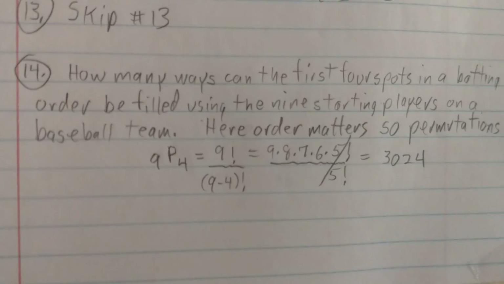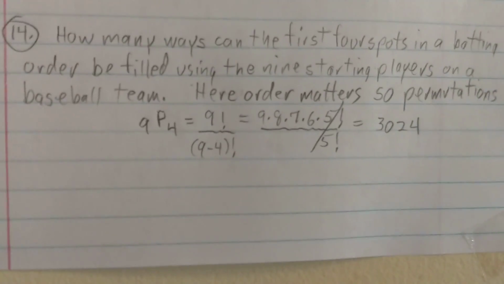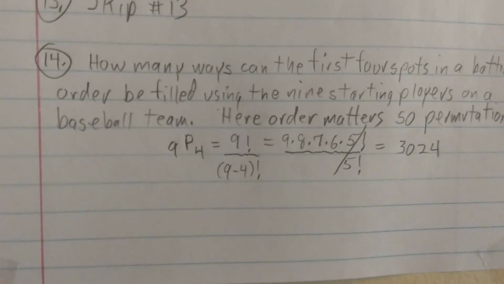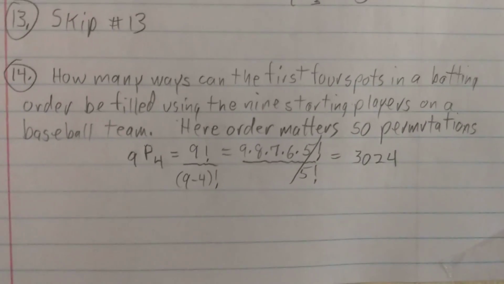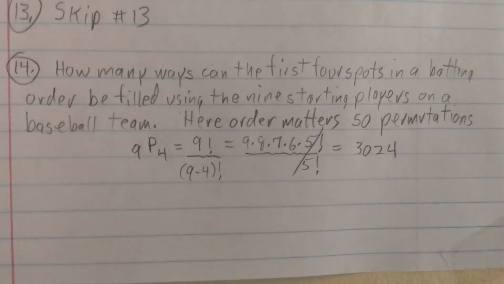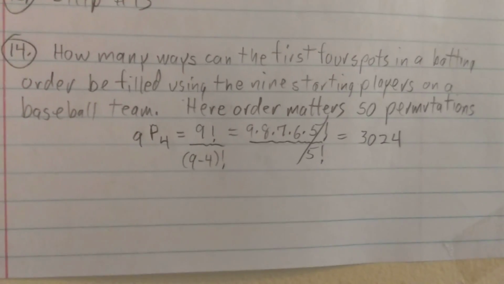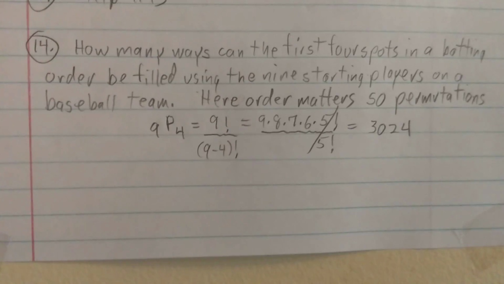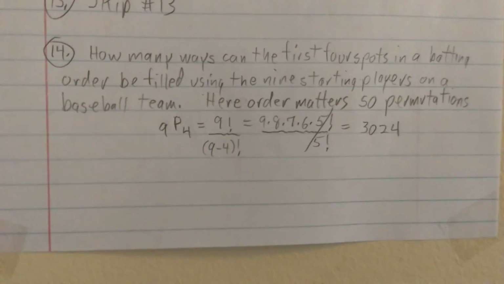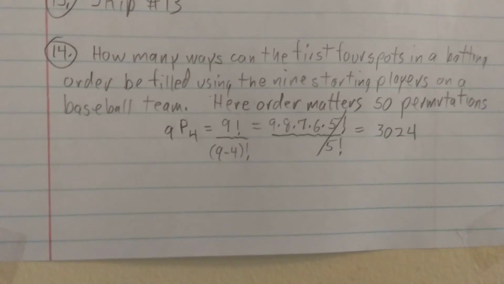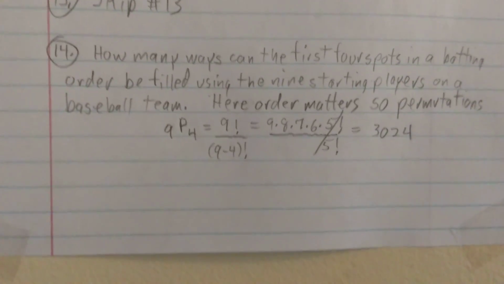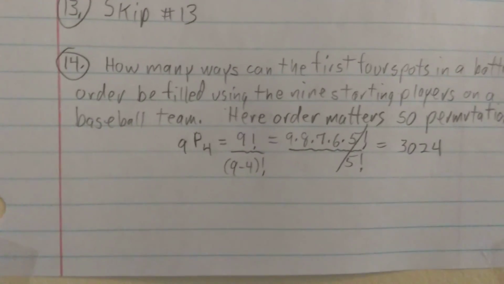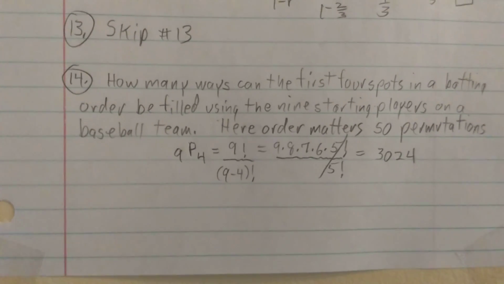And we're going to skip 13 and then do an easy one to finish for today. So how many ways can the first 4 spots in a batting order be filled using the 9 starting players on a baseball team? Well, here it clearly matters what order we're doing it in, because the different players would have different starting lineups based on their abilities. So permutations are what we have to use.